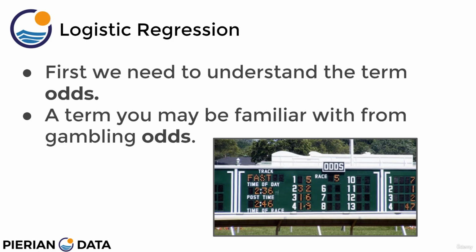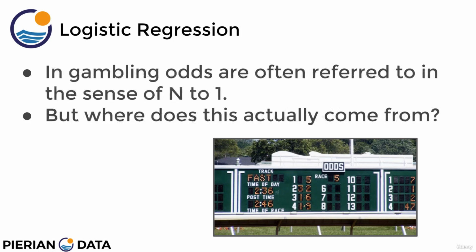The first thing we need to understand in order to understand the relationship between the coefficient and the predicted output is the term odds. And this is a term that you may actually already be familiar with from gambling odds. So if you've ever gone to a casino or a racetrack and you've heard of this term, odds, you kind of already have an idea of what we're talking about here. So in gambling odds, they're often referred to in the sense of some number n to 1, or some number to another number. For example, the odds of this horse winning the race are 100 to 1, or 2 to 3, or 4 to 1, etc.